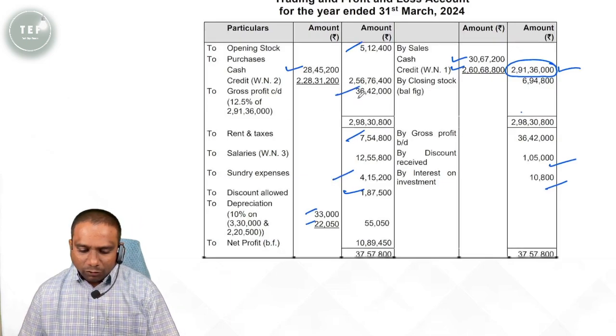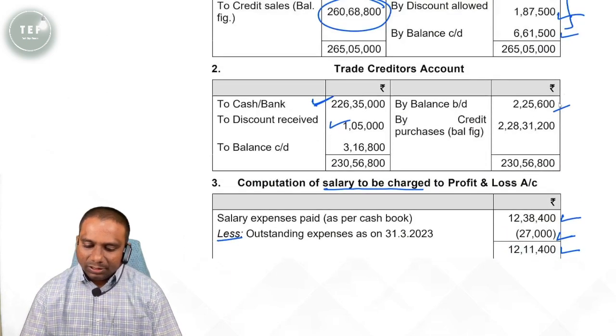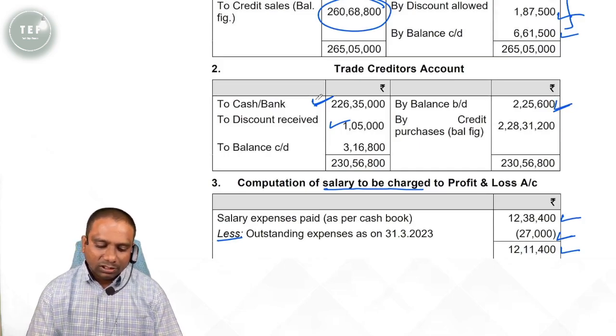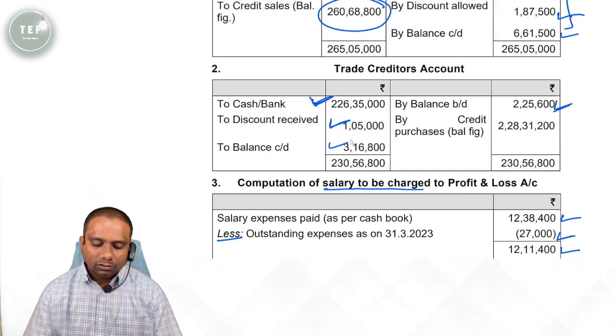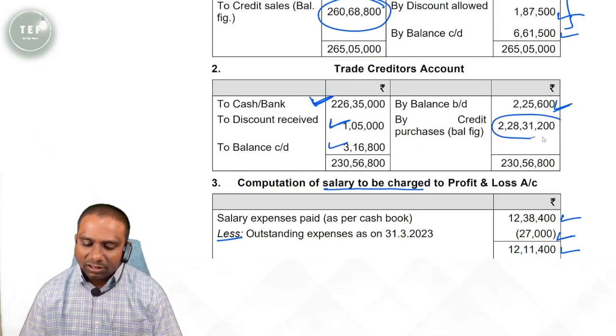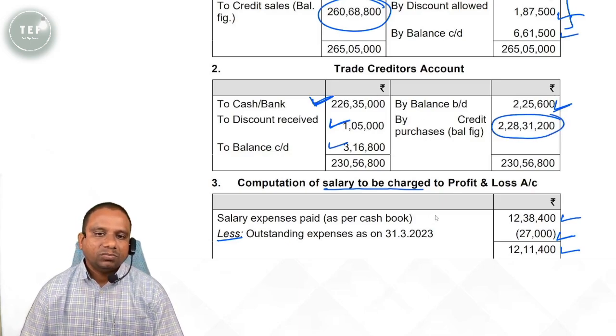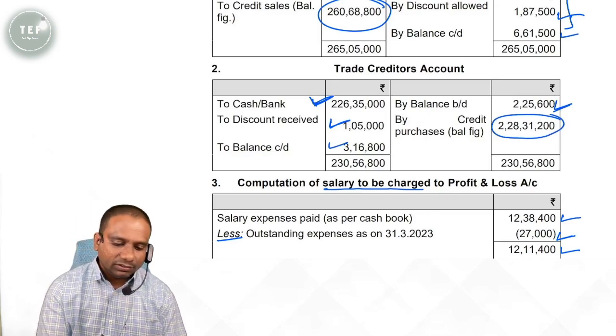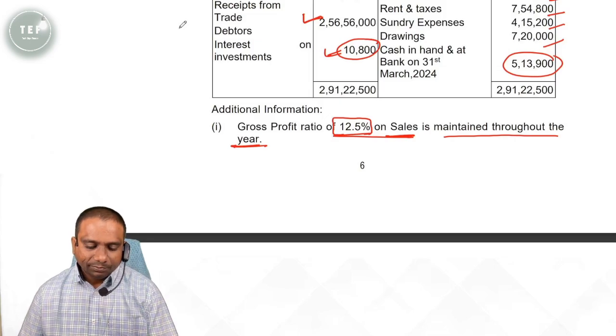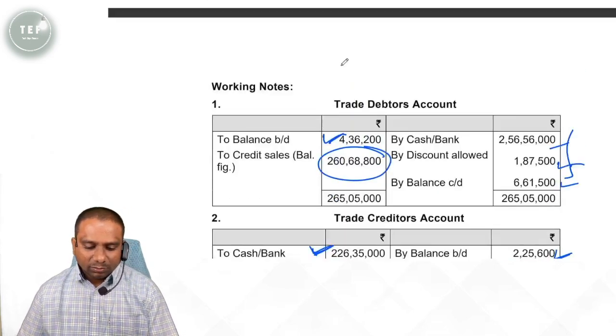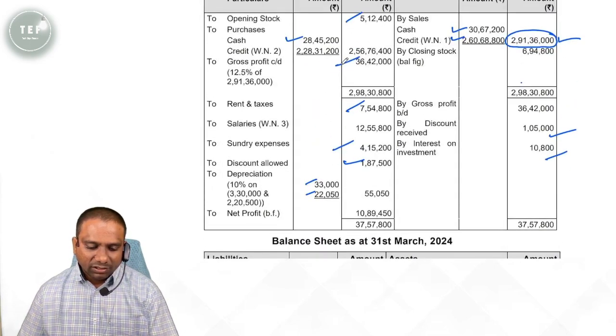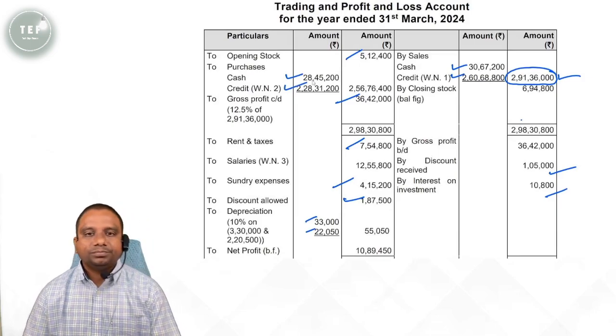And observe trade creditors account. Debit side, credit side, opening balance. Debit side, cash paid, discount received, closing balance. Difference is nothing but purchases. Observe carefully. Now, that purchase amount, write down in trading account, debit side.